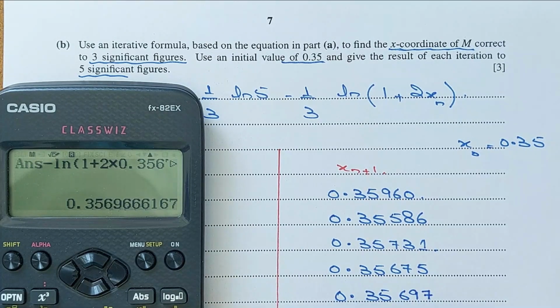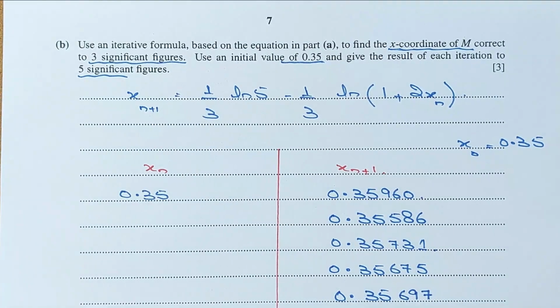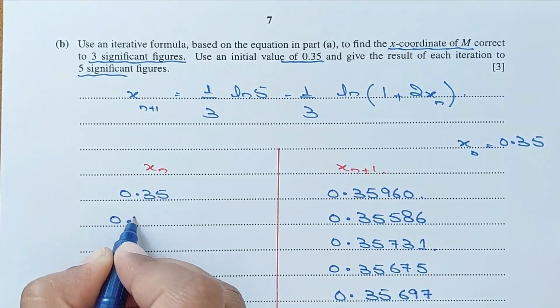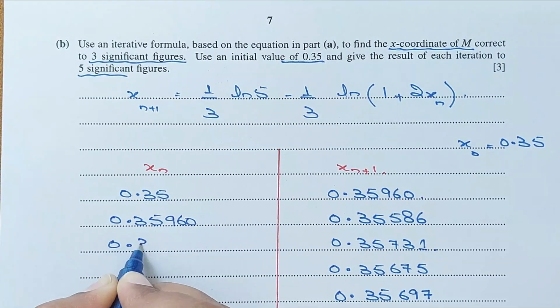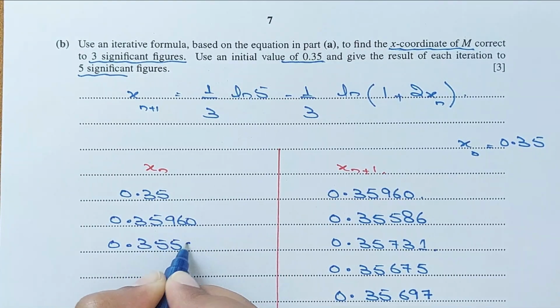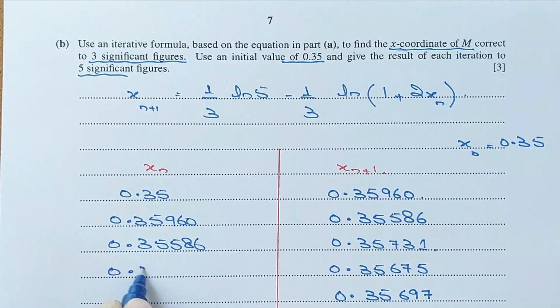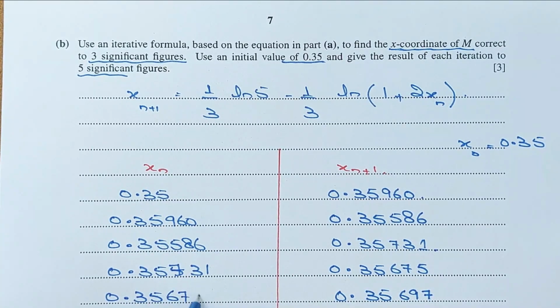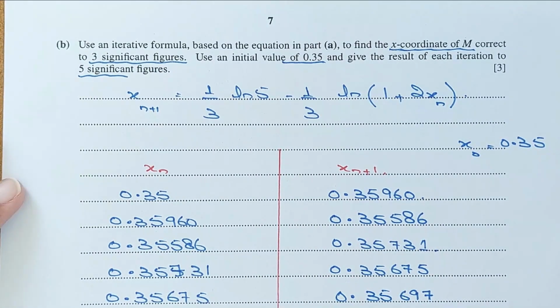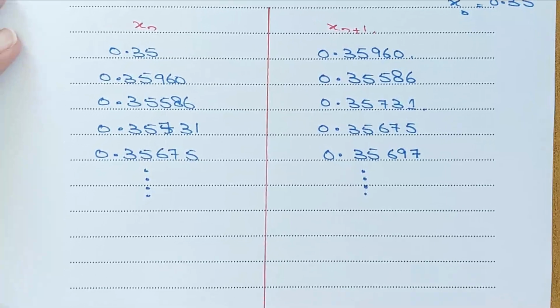0.35697 and so on. Let me fill this column as well. 0.35960, 0.35586, 0.35731, 0.35675 and so on. Okay, we need to find the x coordinate of m correct to 3 significant figures.